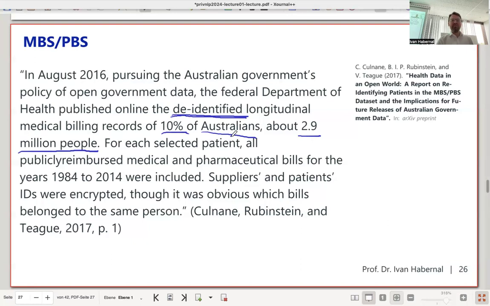For each of those patients, all publicly reimbursed medical and pharmaceutical bills for the years 84 to 2014, which is 30 years, were included. Suppliers and patients' IDs were encrypted. Okay, so what is encrypted? Random ID encryption, so MD5 hash, SHA, whatever. Encrypted, though it was obvious which bills belong to the same person.